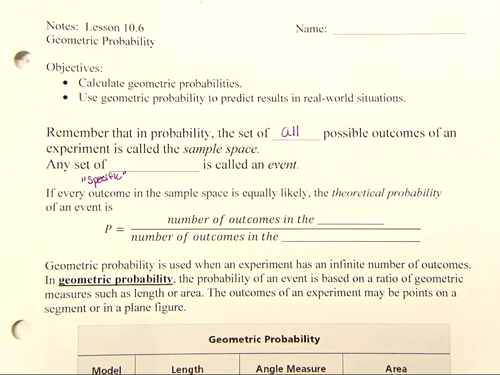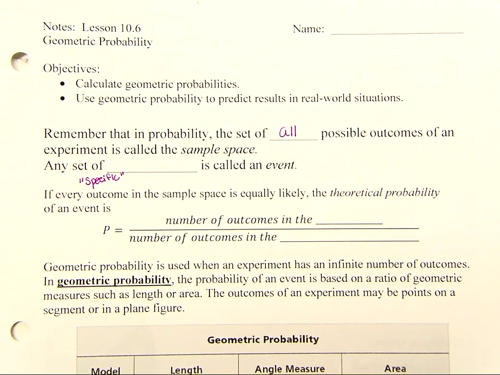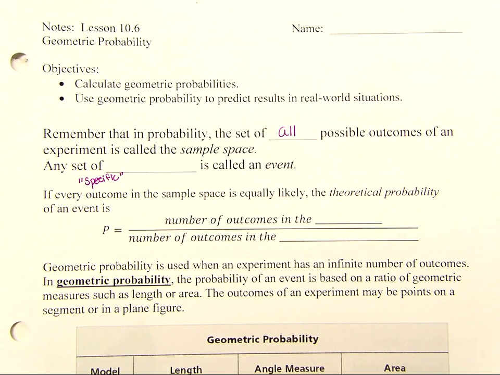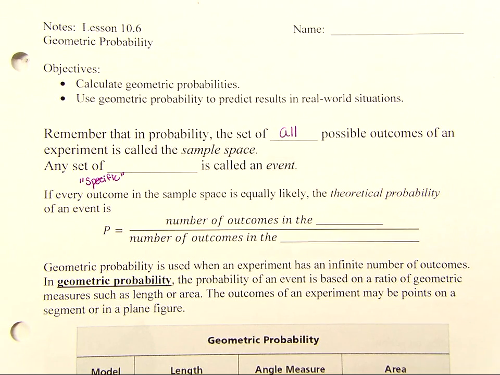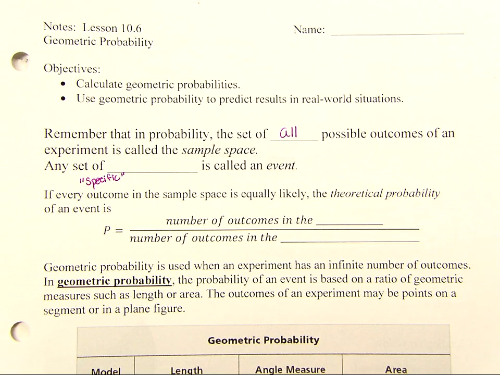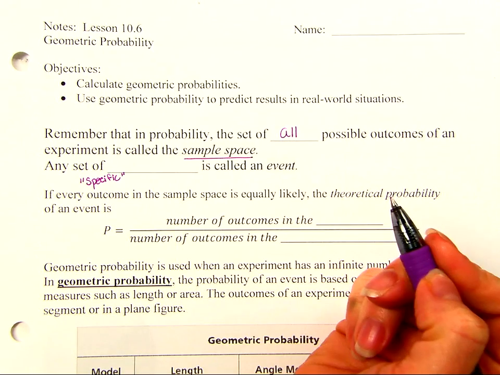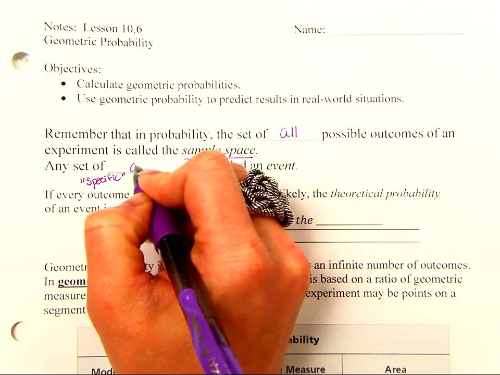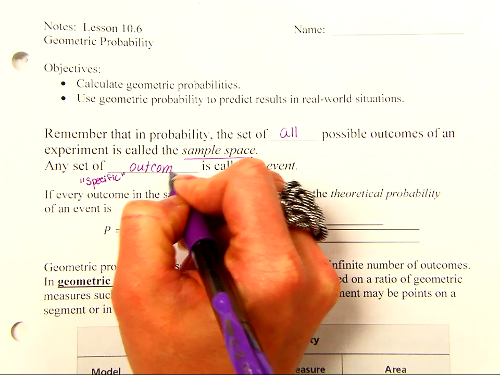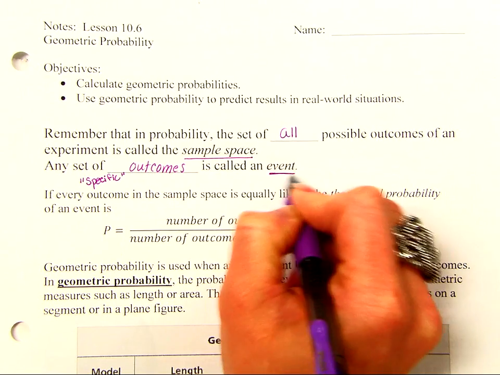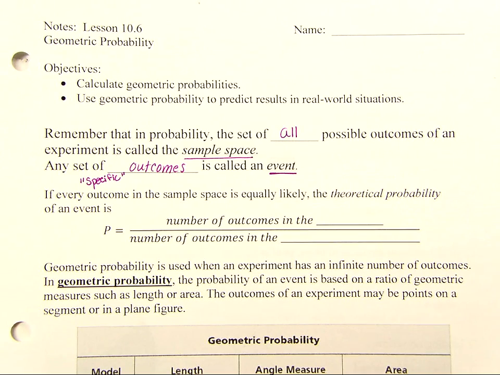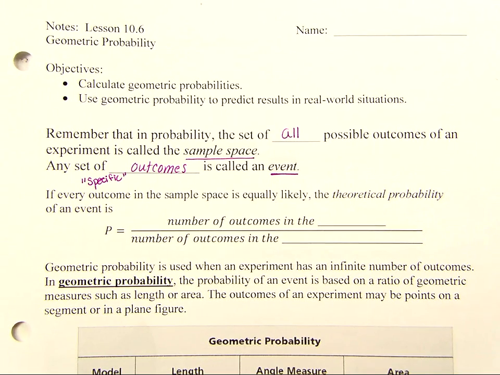In lesson 10.6, we are going to take a look at probability, and specifically, we're going to take a look at geometric probability. So just a reminder at the top, it says that in probability, the set of all possible outcomes of an experiment is called the sample space. Any set of specific outcomes is called the event. That's usually what we're looking for to find the probability of.